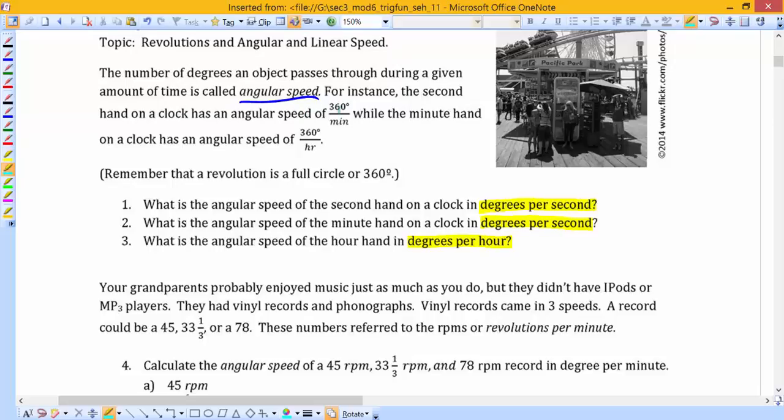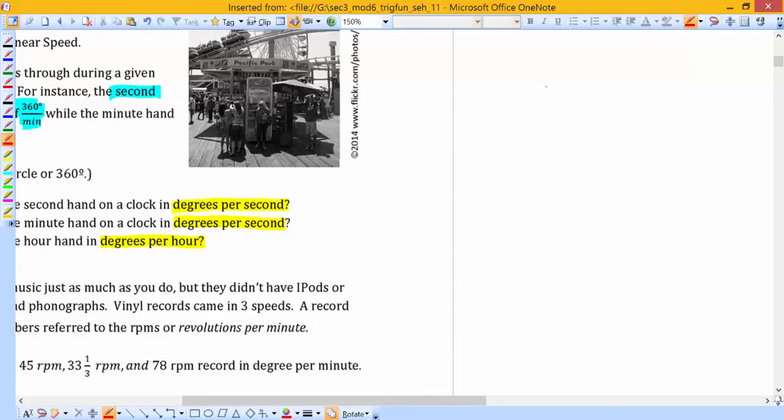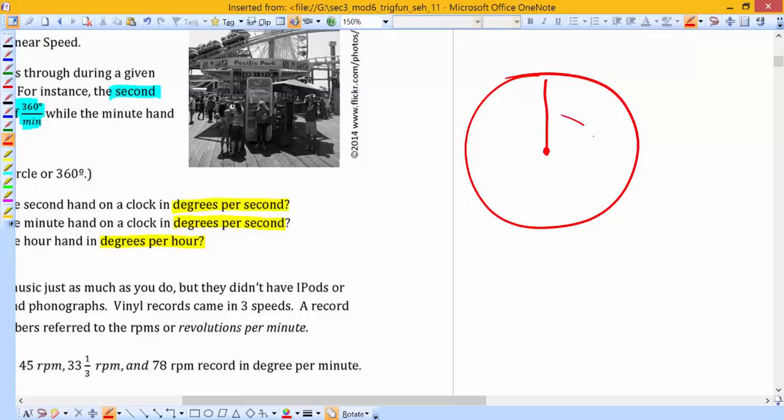To find the angular speed for the second hand, the angular speed is 360 degrees divided by however many minutes. Well, if I want it per minute, then it's obviously moving. Now the second hand takes 60 seconds to go all the way around a circle. So if I have a clock over here, and I have the second hand go all the way around, it's going to take 60 seconds.